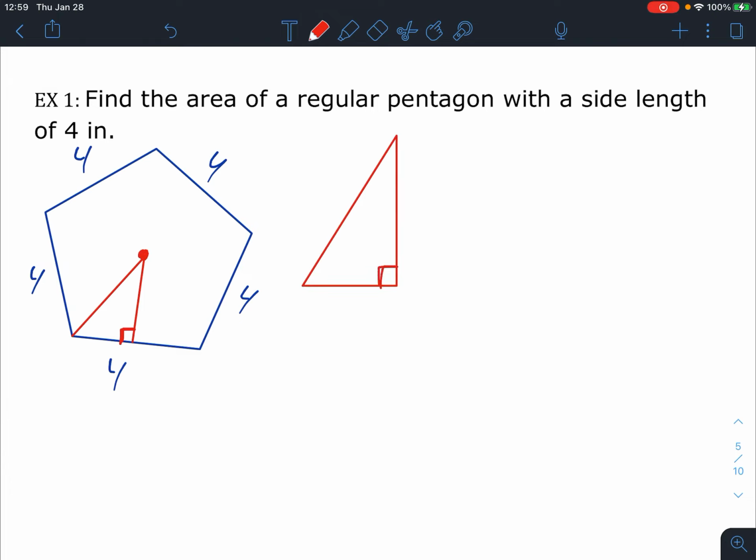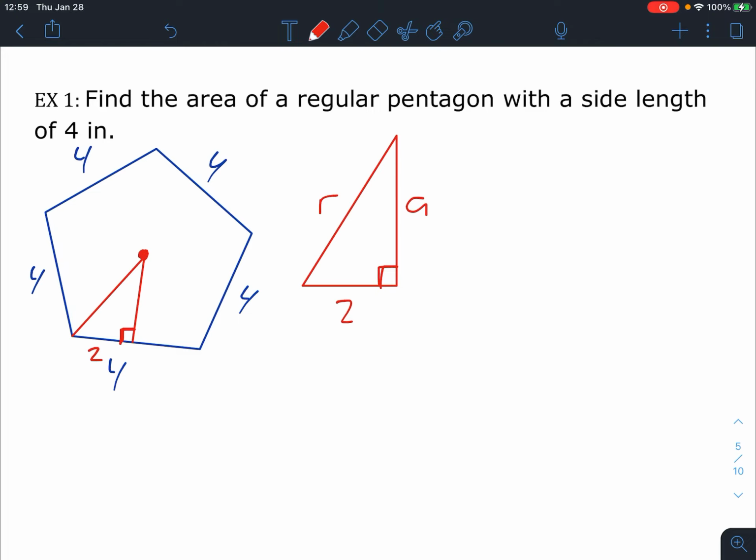I know this is 90. I also know the length of the bottom side here would be half the length of a side of the pentagon, so this would be 2. I do not know the length of the apothem, nor do I know the length of the radius, but that is not important. We're not going to need that for this problem.